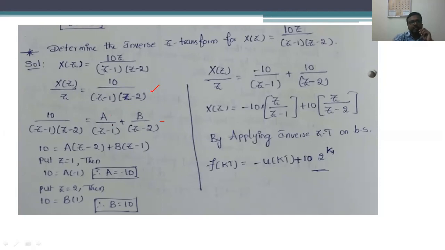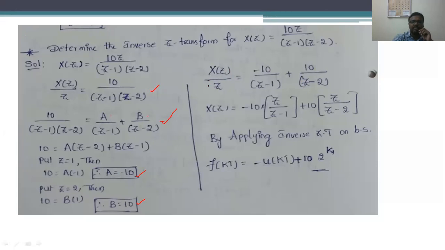In order to obtain the value of a, we have to substitute the value of z is equal to 1. Similarly, in order to obtain the value of b, we have to substitute the value of z as 2. Upon substitution of z is equal to 1, we are going to get the value of a as minus 10, and upon substitution of z is equal to 2, we are going to get the value of b as 10. Okay, so just substituting the values of a and b in this fundamental equation, we are going to get x of z divided by z is equal to minus 10 divided by z minus 1 plus 10 divided by z minus 2.